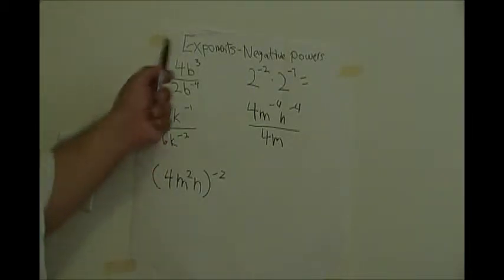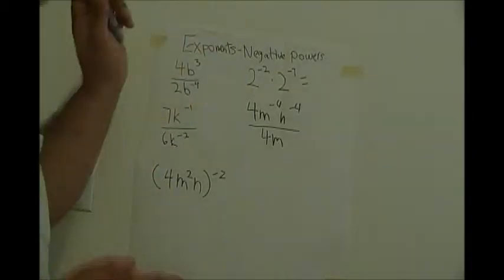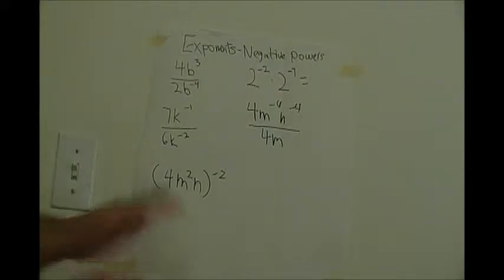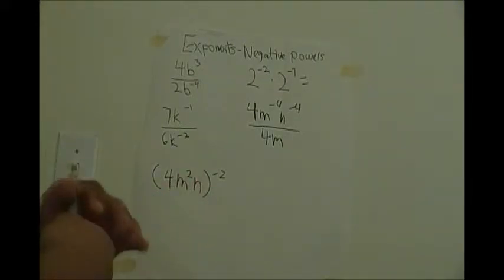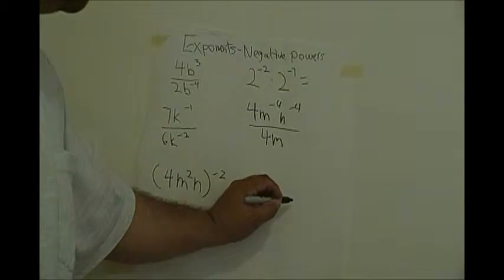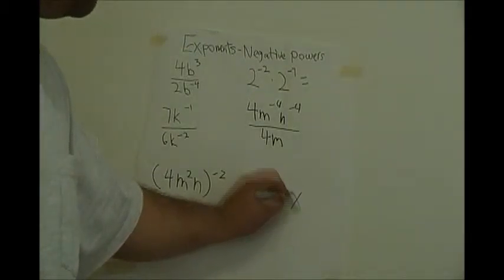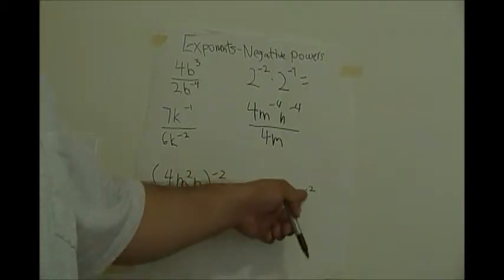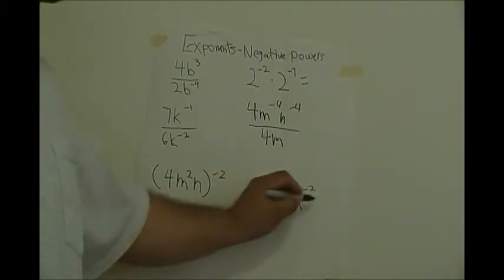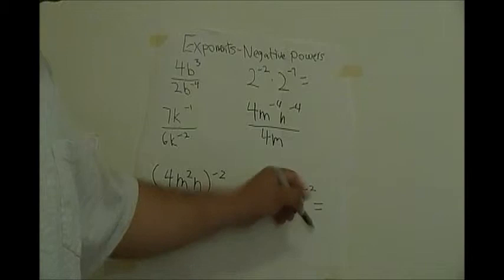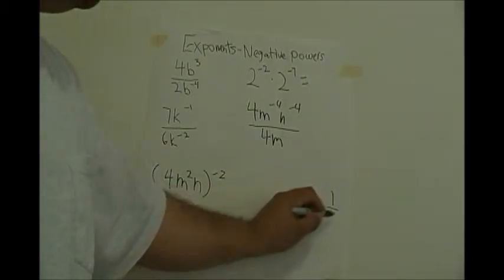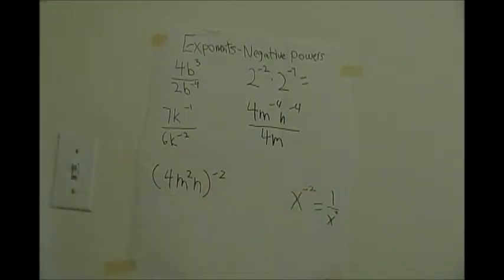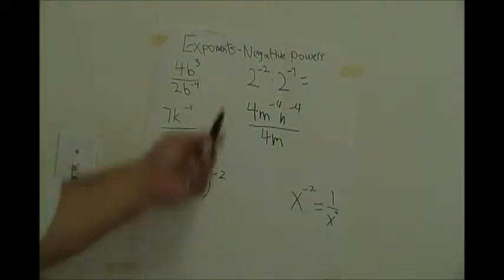Okay, so we're talking about exponents and negative powers. Now, just to be clear, if we have an exponent, we'll say x to the negative 2. Anytime you have a negative power, that represents a fraction. So x to the negative 2 is really 1 over x squared.